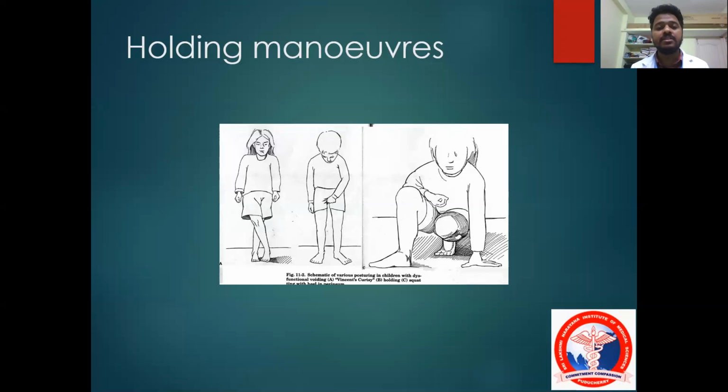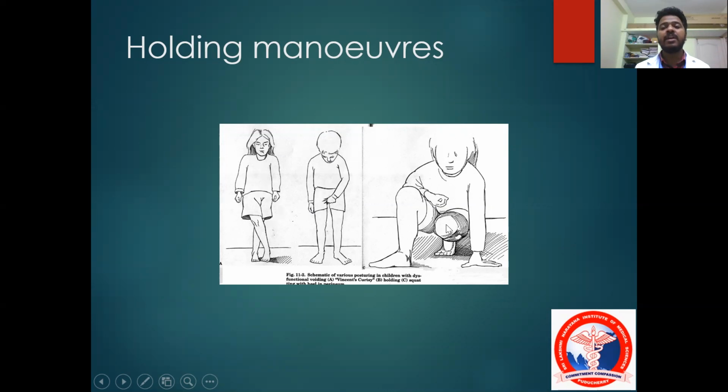These are some of the features which are suggestive of bowel bladder dysfunction. So, holding maneuvers: this is the holding maneuver which is very characteristically known as Vincent's curtsy, and this one is a holding maneuver for male children, and this one is a squatting episode with the heel pressing into the perineum.